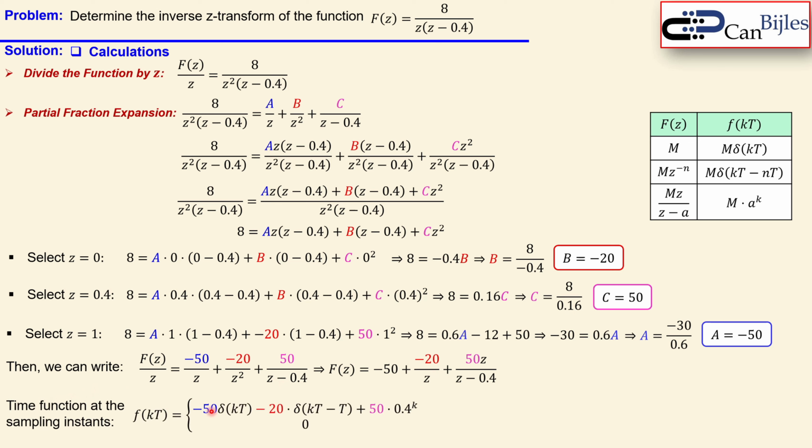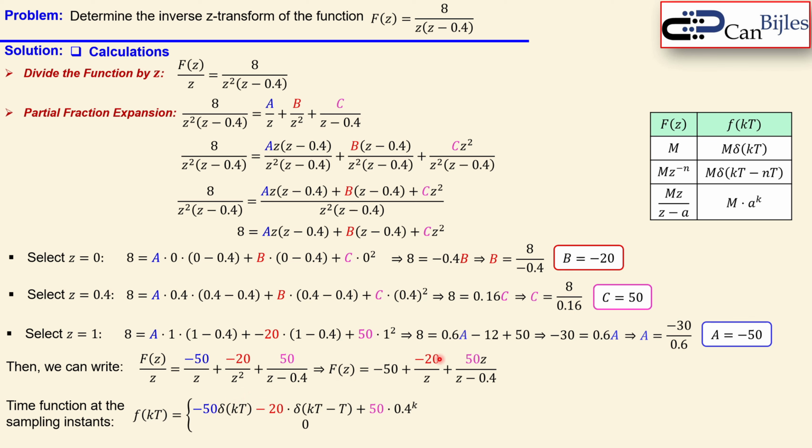So we have here the minus 50 times the Dirac delta function kT, that's this one. Since the m is here minus 50, that's for the a, and we have this one, so we go here and we use this entry to go from this to the sampled time function.